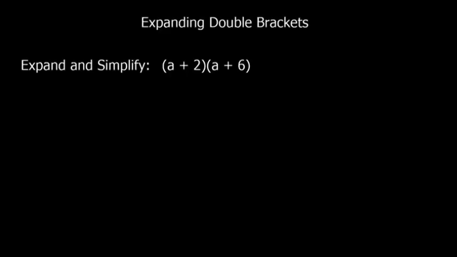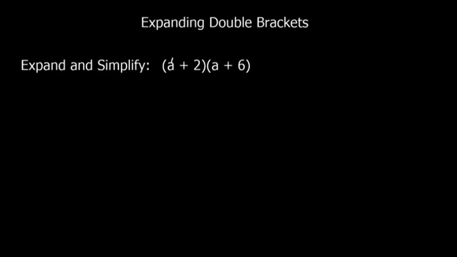This question says expand and simplify. So expand means get rid of the brackets, and simplify means collect the like terms afterwards. We've got a plus 2 here multiplied by a plus 6. So to do that, we've got to multiply both of the terms in the first bracket by both of the terms in the second bracket.